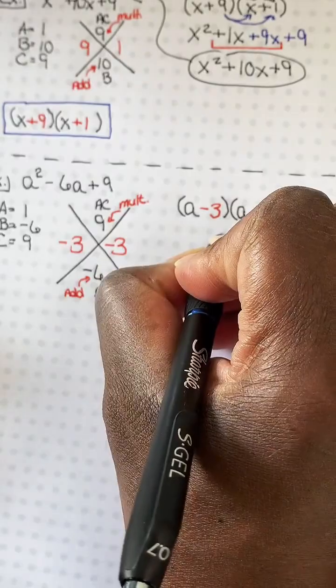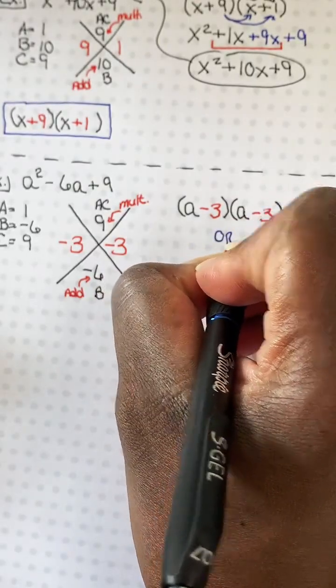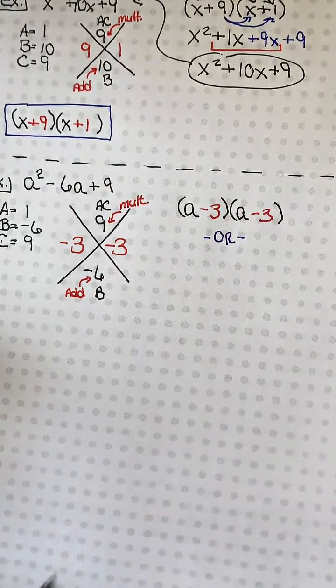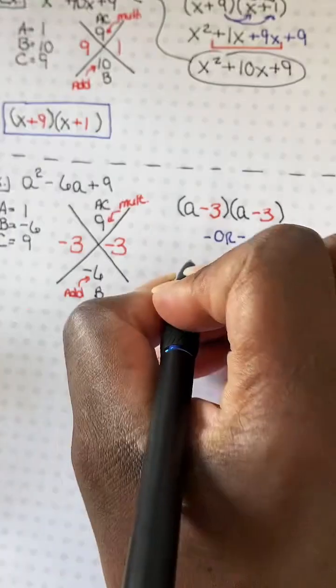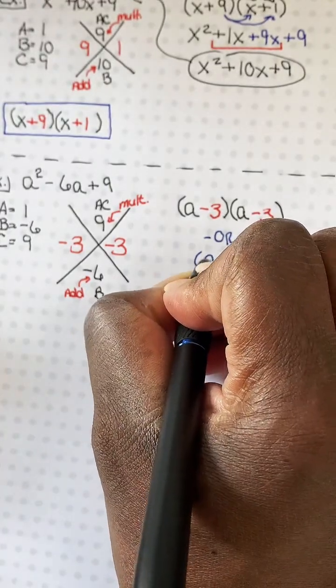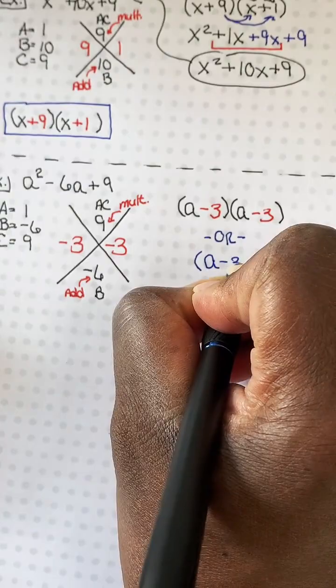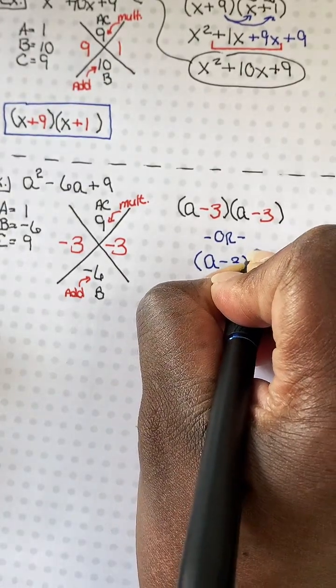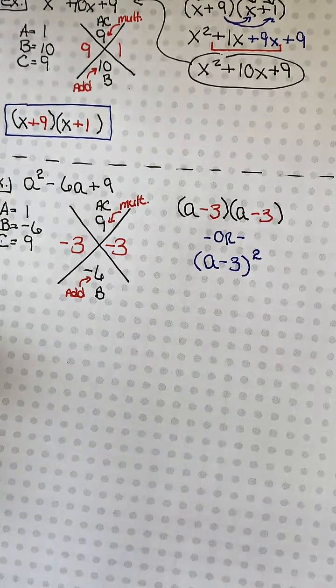Or, for my fancy people, you could say a minus 3 squared. I see some of y'all fancies in there.